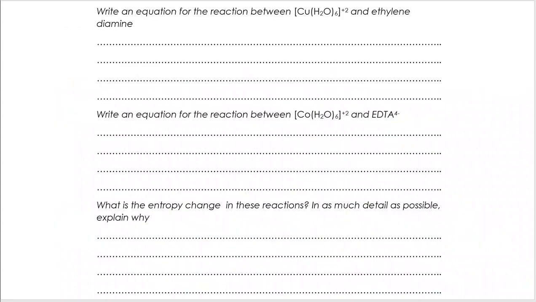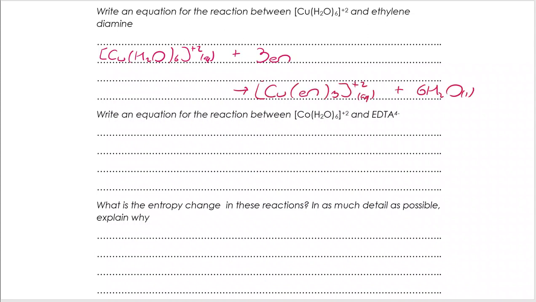So, some equations. Have a go at writing out the equation for if the [Cu(H2O)6]2+ reacted with ethylenediamine. Well, actually, there's a shortcut here. You can represent ethylenediamine as en. I get 3 of those, still coordination number of 6, 6 coordinate bonds, but 3 of the ligands. No overall change on the charge, and the 6 H2O have been kicked out.